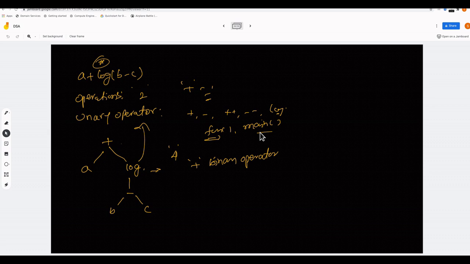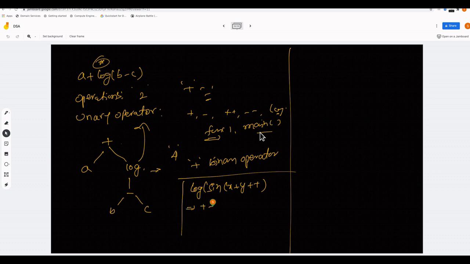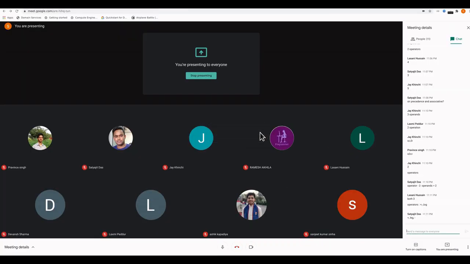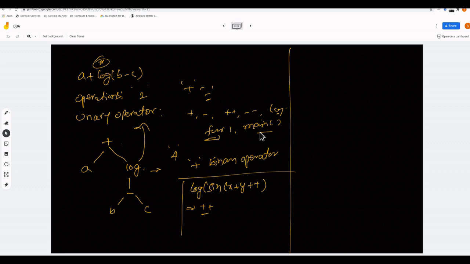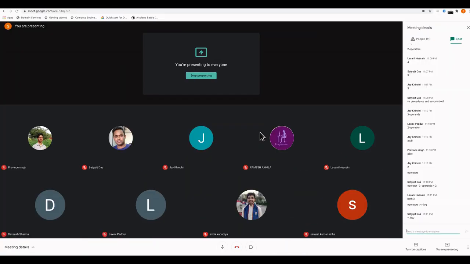Okay, so now I would give you another expression, for which you need to tell me the depth. Which is log of sine of x plus y plus plus. I hope everyone knows about y plus plus. It's the post increment operator. So the plus plus, right? What is the depth of this tree? Log of sine of x plus y plus plus. So how many operators and operands are there? Just tell me.